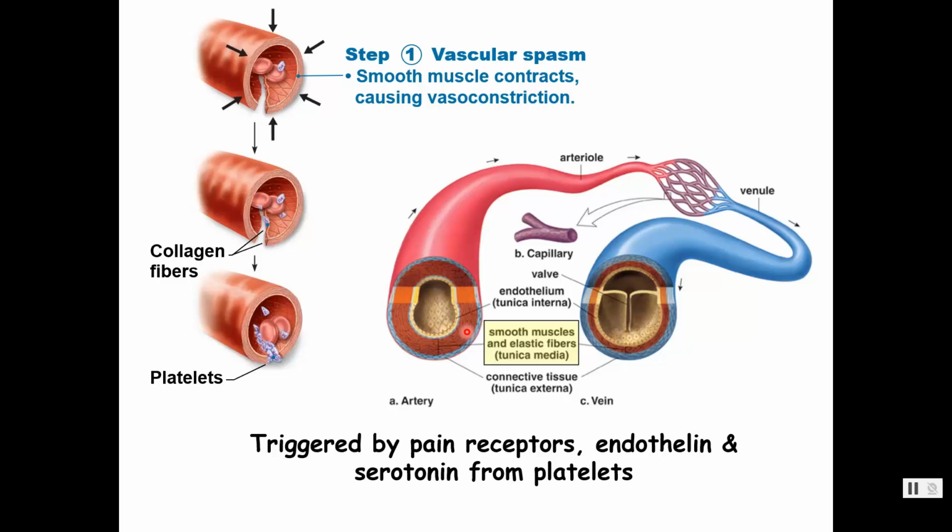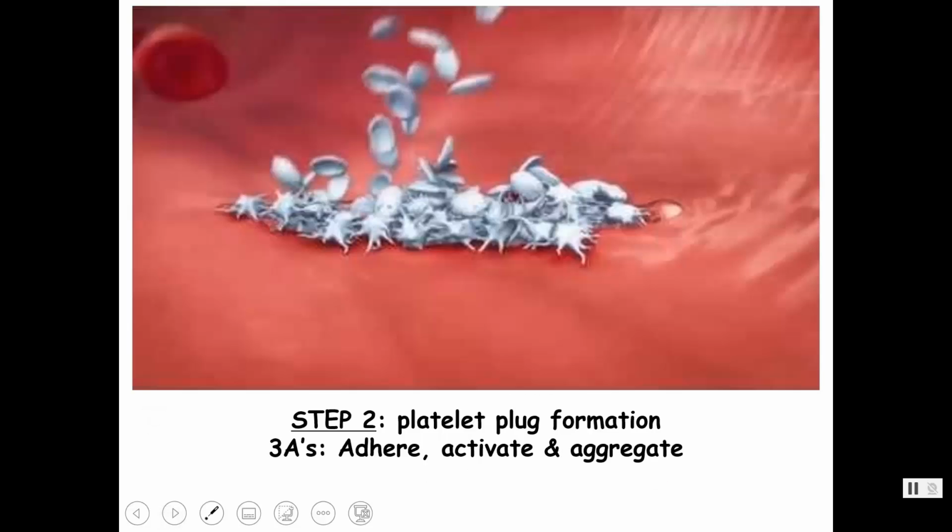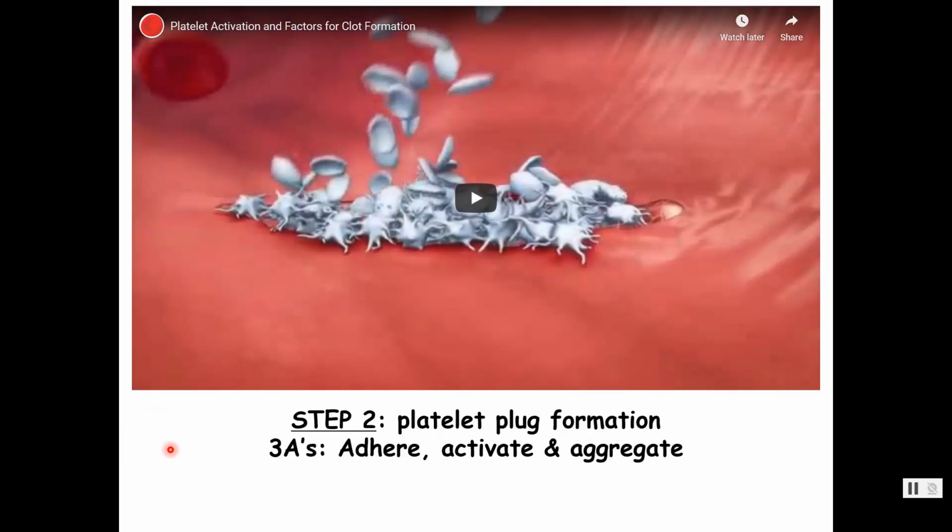It's going to be triggered by pain receptors, and then from the endothelial serotonin, and then platelets, which we're going to add next, they're also going to release factors like prostaglandins that are going to further cause that vascular spasm. Okay, so let's take a look.